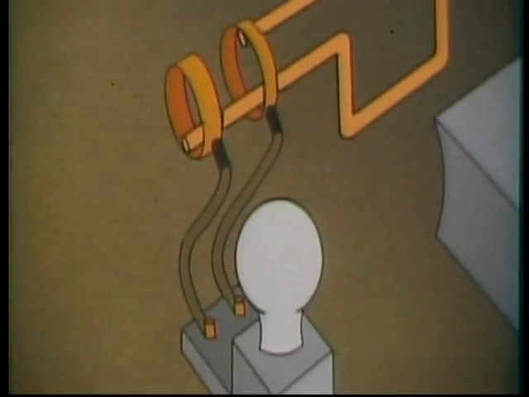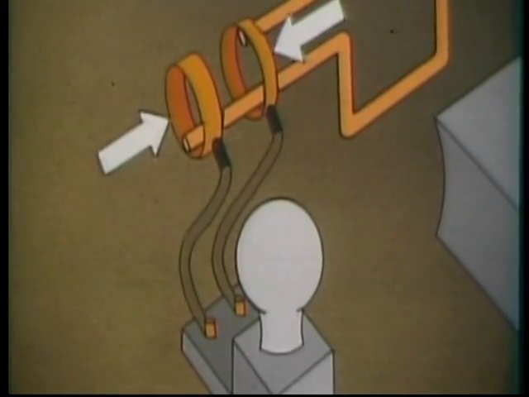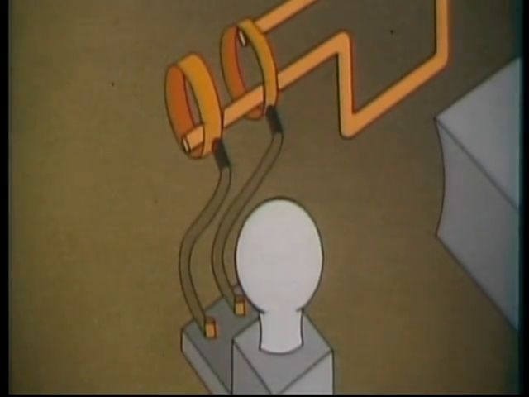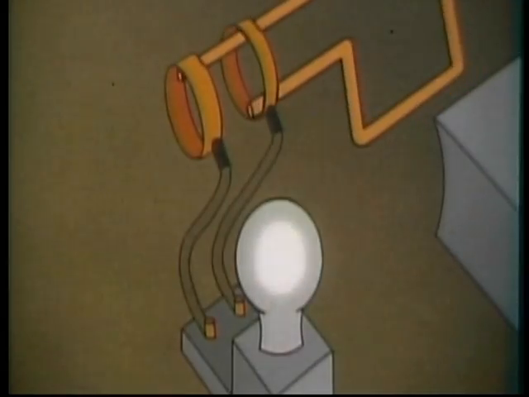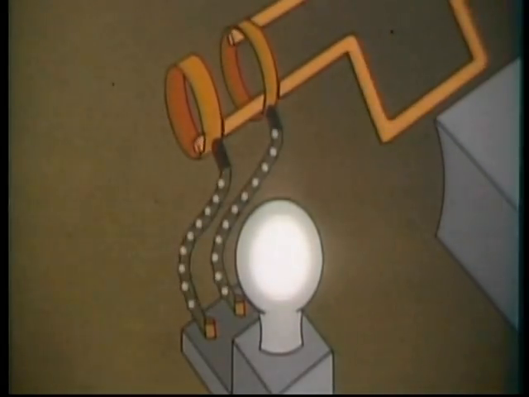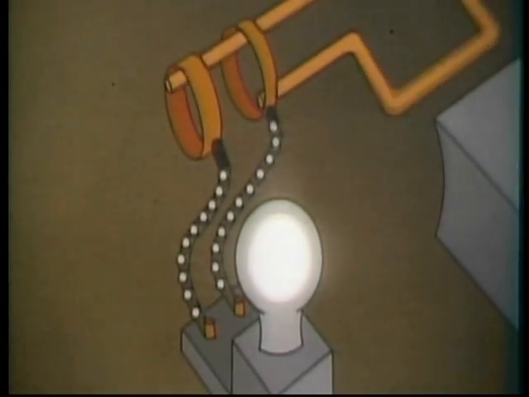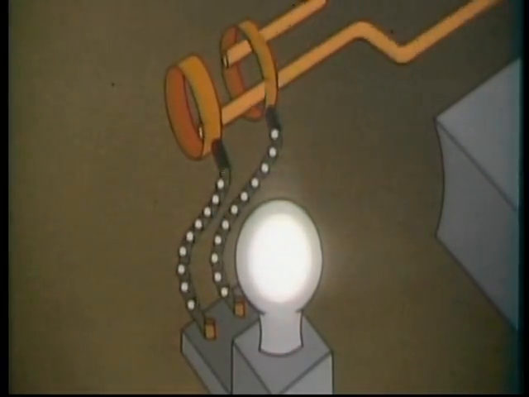There are two more important components in this generator: the slip rings and the brushes. The slip rings are on the ends of the conductor. They slide against the brushes as the conductor rotates. The current produced by the generated voltage flows through the brushes and then on through the circuit.